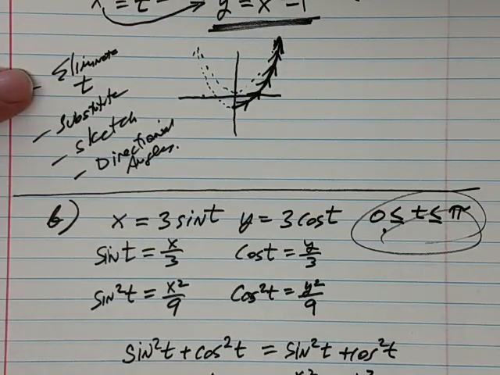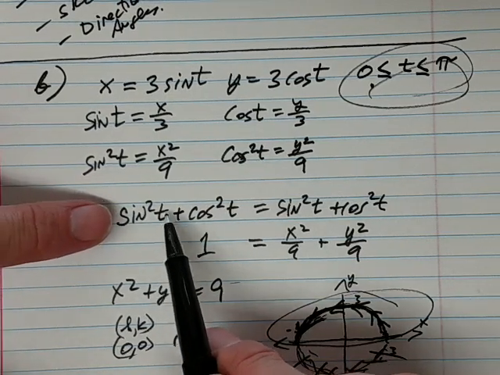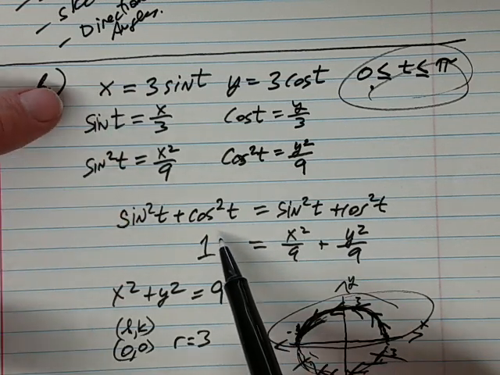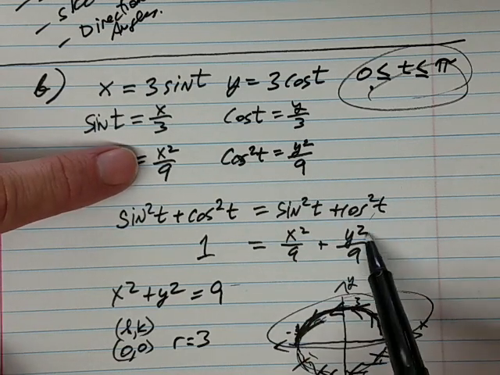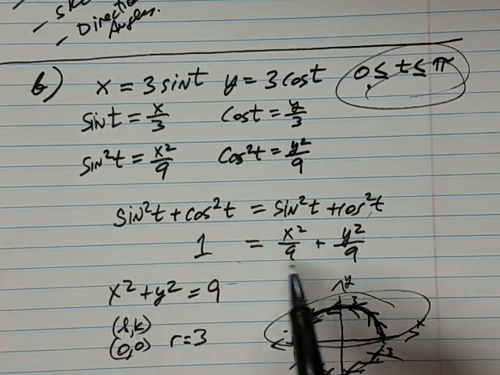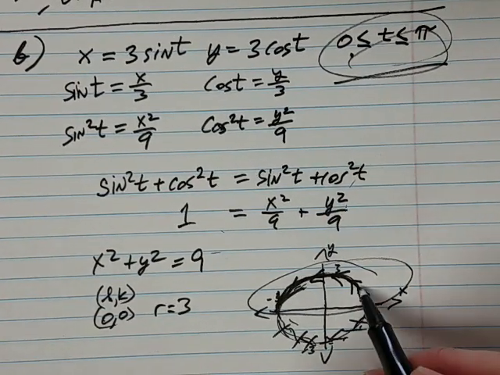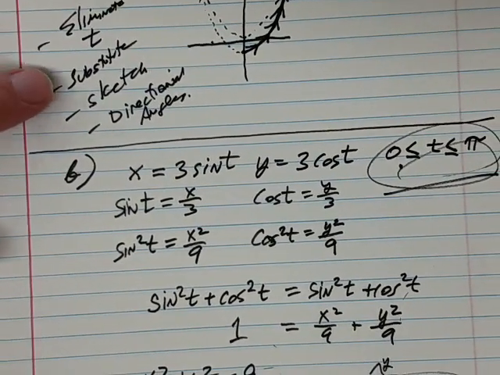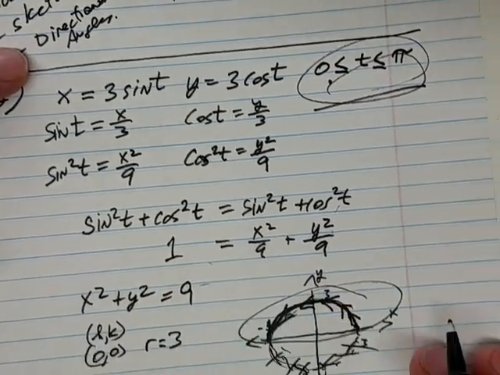There's our answer. So we have eliminated t, because right at this point, once I saw that sine squared t plus cosine squared t is equal to itself, well, that's equal to 1. The t's are gone. Over here, that's equal to x squared over 9, that's equal to y squared over 9. The t's are gone. We have eliminated the parameter here, and the resulting equation allows us to graph it with this restriction and include the directional angles. So the same basic steps here to eliminate: substitute, as we did here in a different way, sketch it, and use the directional angles.